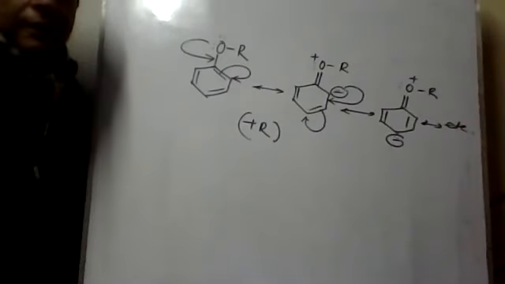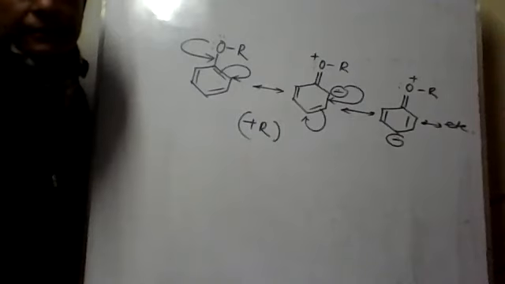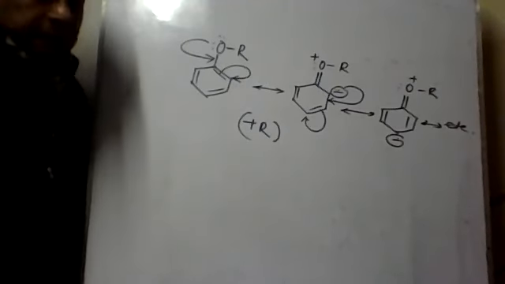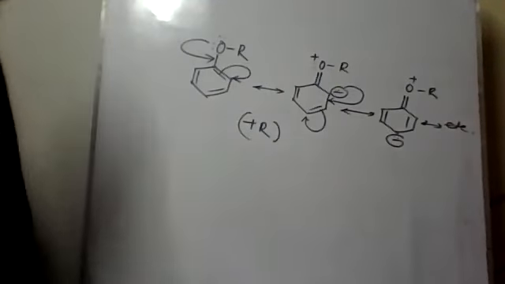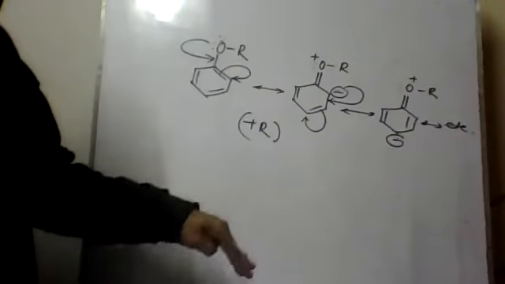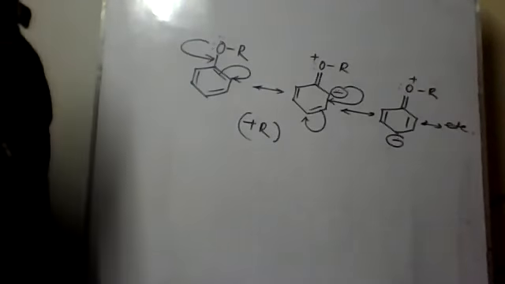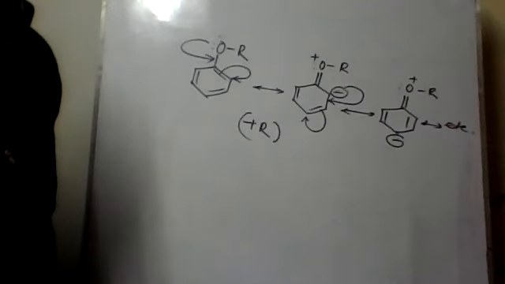In the resonance structure, it is seen that ortho and para positions acquire which charge? Negative charge. So electrophiles will attack at ortho and para position. No need to show all the resonance structures. Plus R resonance, that is, the electron pair will shift toward the conjugated system, toward the benzene ring. Clear?